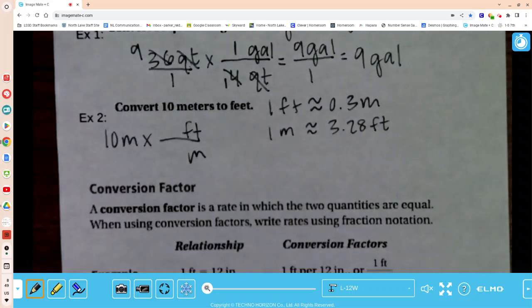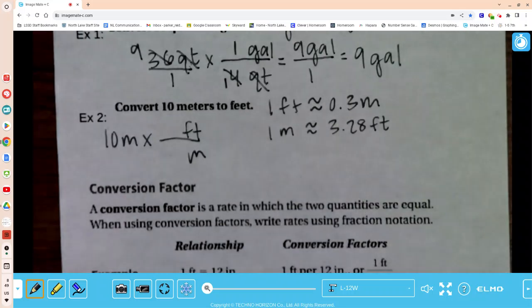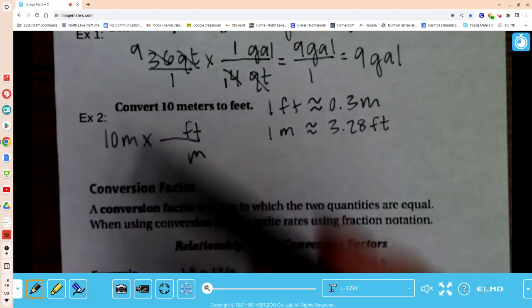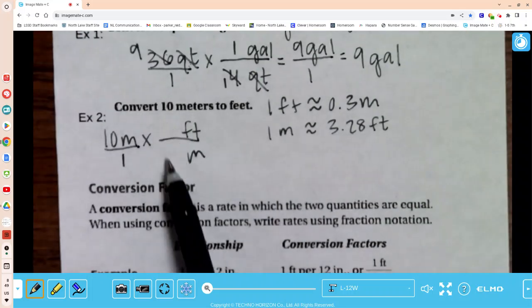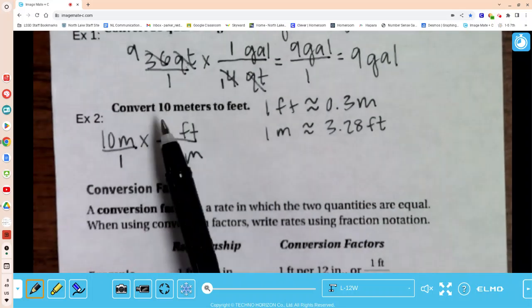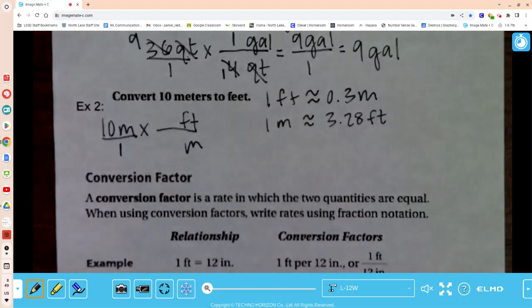Now here's where we're going to do a little bit of thinking. Which of these do you think is going to be easier to use in this case? Remember, we can put a 1 underneath this too if that helps you think about it a little bit more. Do you think it's going to be easier to put 1 foot there and 0.3 meters there, or to put 1 meter on the bottom and 3.28 feet on the top? Which one would maybe make this a slightly easier problem? Aubrey?